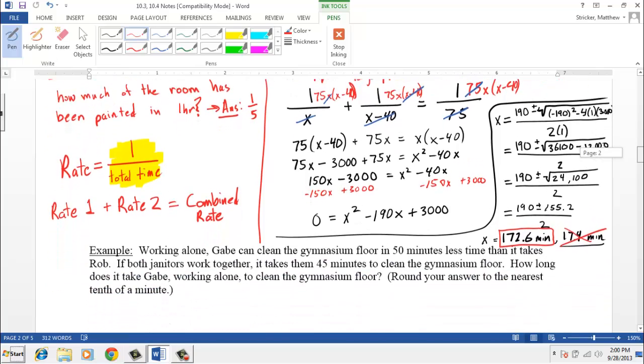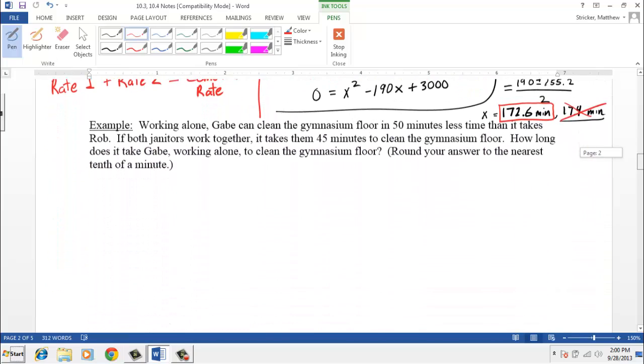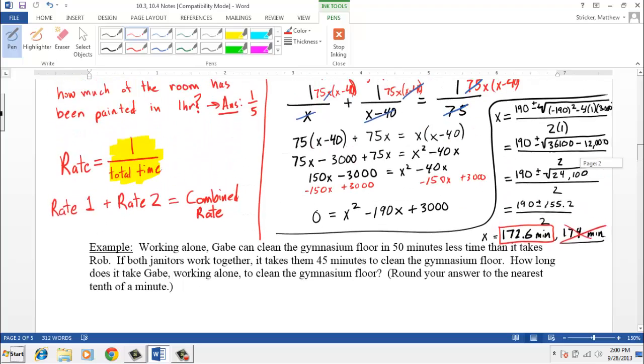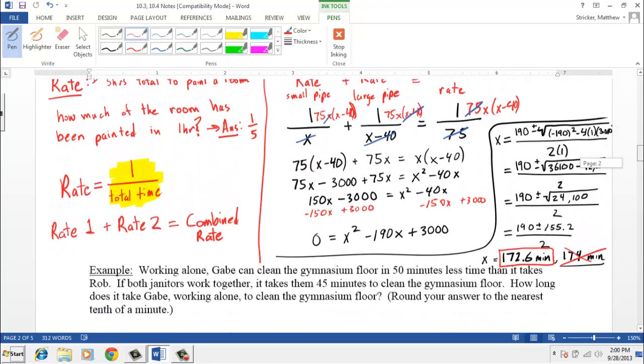Let's go ahead and look at one more of these. It says, working alone, Gabe can clean the gymnasium floor in 15 minutes less time than it takes Rob. If both janitors work together, it takes them 45 minutes to clean the gymnasium floor. How long does it take Gabe, working alone, to clean the gymnasium floor? Round to the nearest tenth of a minute.